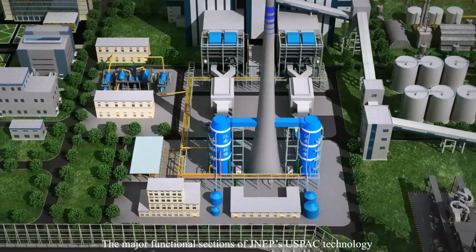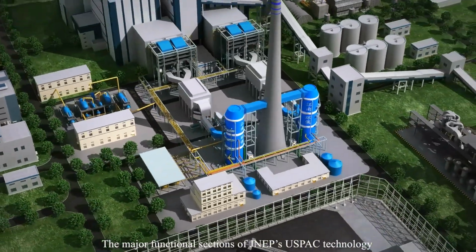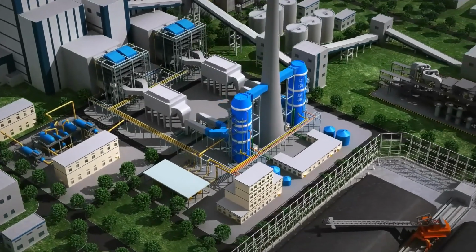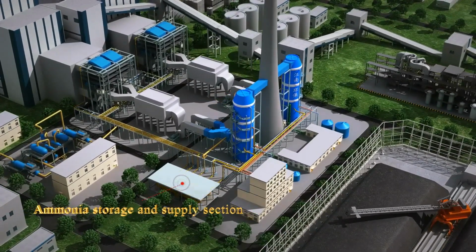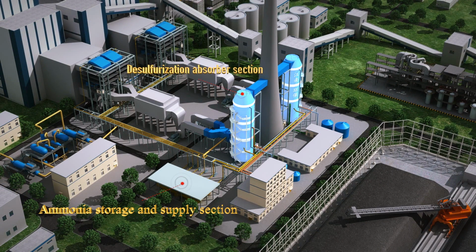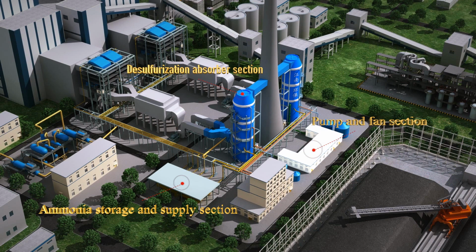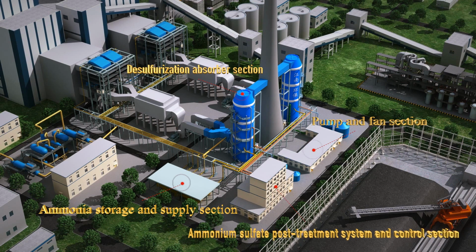The major functional sections of JNEP's USPAC technology are the ammonia storage and supply section, the absorber section, the pump and fan section, the ammonium sulfate post-treatment section, and the control section.